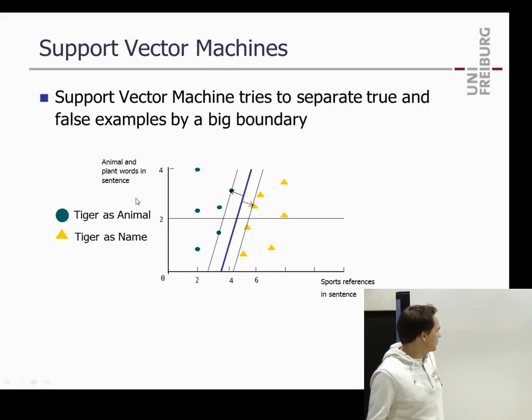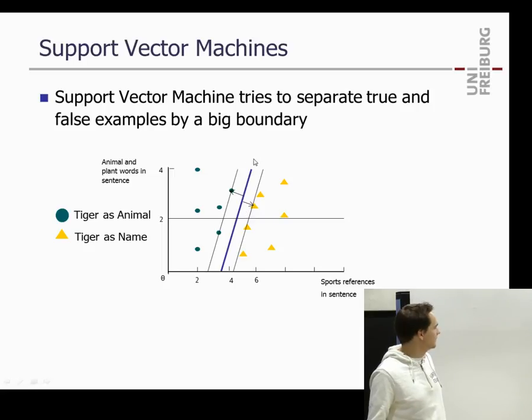Let's say here we count the animal and plant words in a sentence, and we count the sports references. If you have many sports references, it's probably Tiger Woods, and if you have many animal and plant words, it's probably just the animal, not Tiger Woods. Now we could get some graph like this, with the animals here and Tiger Woods here. Now what SVM will do is it tries to draw.